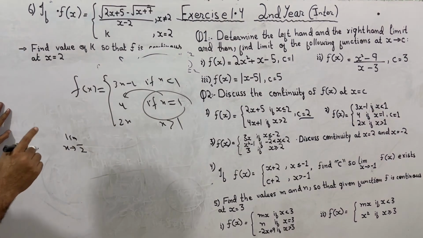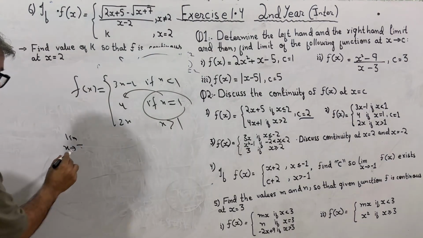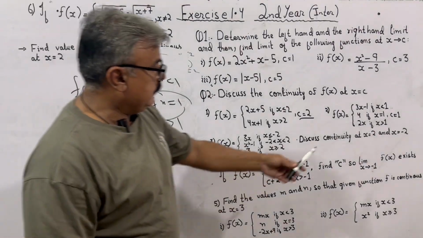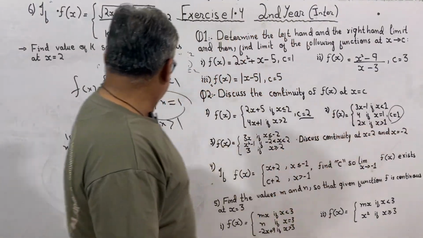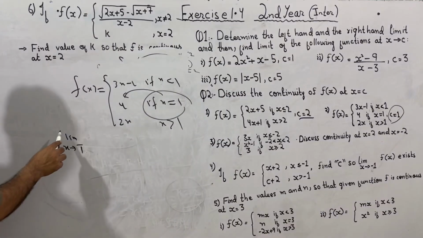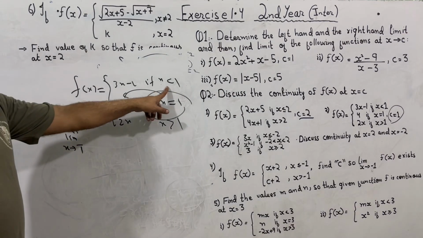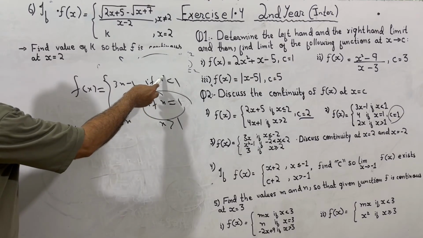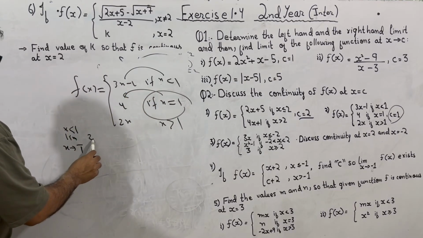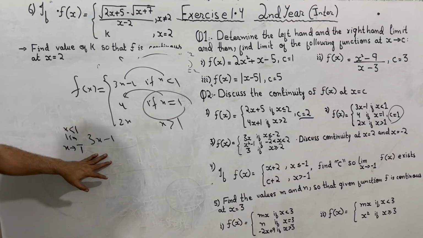Introducing minus here. Yes, there is 1. At x is equal to 1, we have to check the interval. We have to choose the interval where x is less than 1. So we have to choose the corresponding function, that is 3x minus 1. That is my left hand limit.